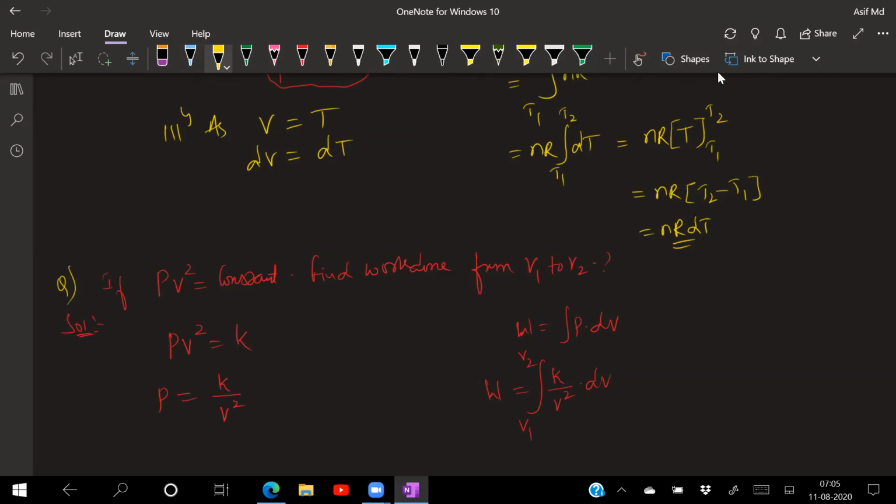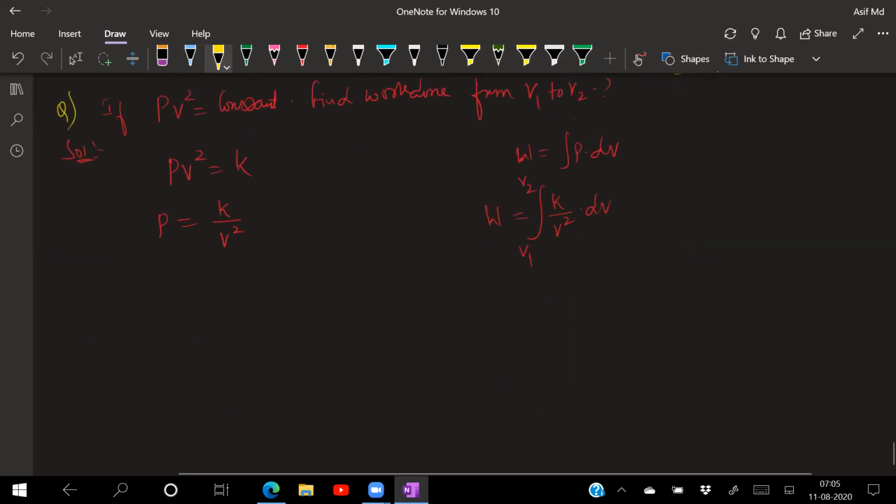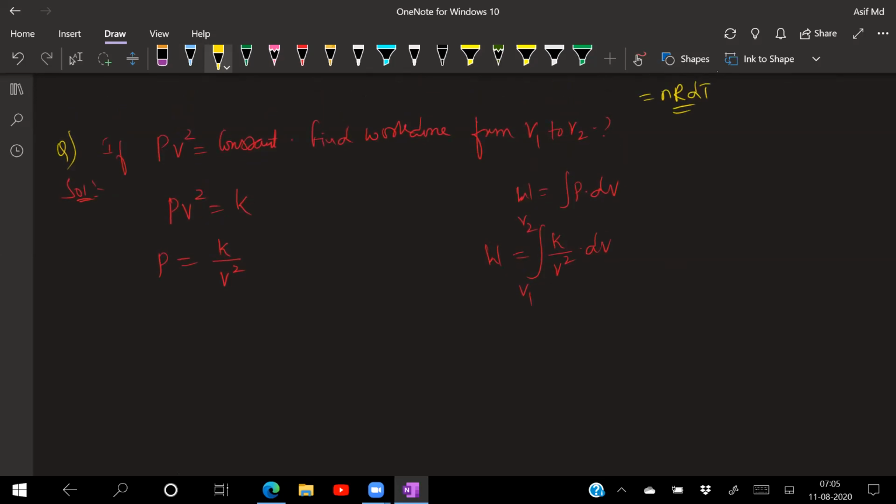That means I need to write everything in terms of volume, pressure in terms of volume, because the limits are given in terms of V1 and V2. That is the reason I'm writing the pressure also in terms of volume. So now K is out. This one is the integral of 1 by V square into dV. Limits are V1 to V2.